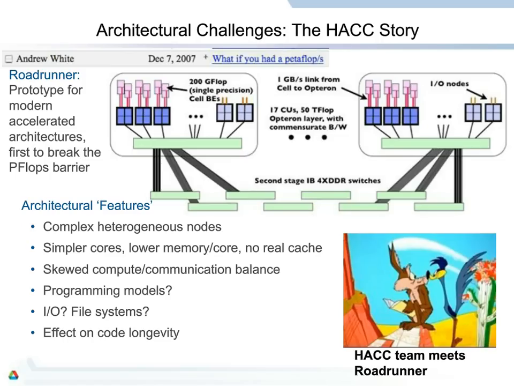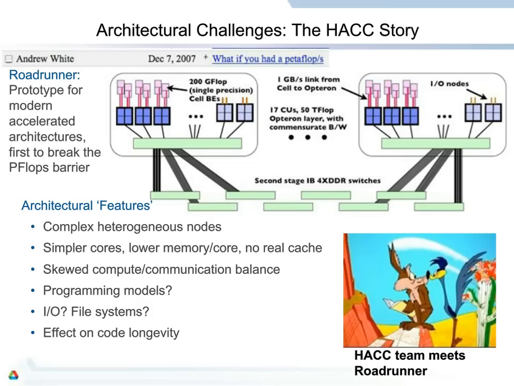Now I will give you the story of the HACC code, which is a hybrid hardware accelerated cosmology code framework, and how it started. And this is an example of how to proceed based on all the preliminary stuff I told you, right? So when we were at Los Alamos, we actually faced the problem that most people are facing now about hardware change already in 2007.